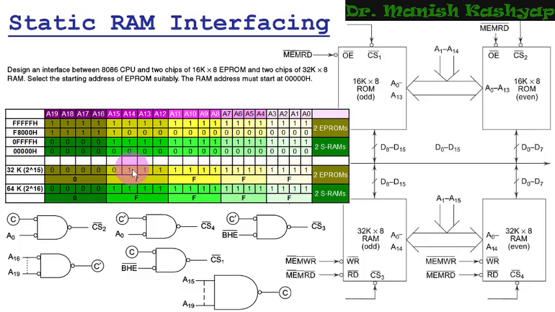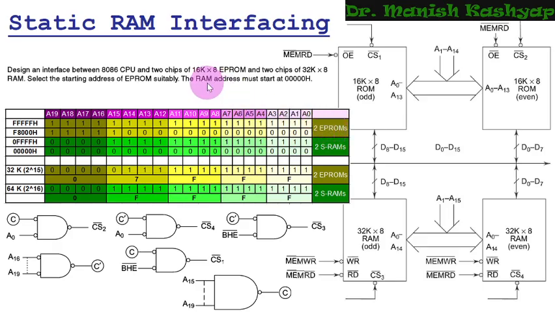So bit number A14 should be 1. And before that, all of them should be 1, because it will make 15 bits 1, and the rest everything should be 0 here, right? So the combination would be 07FFF. So 07FFF should be subtracted from FFFFF, and you will see that you get F8000H. So between these two locations, two chips of EPROMs will be interfaced, right?